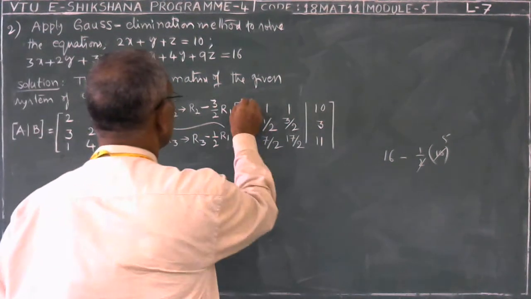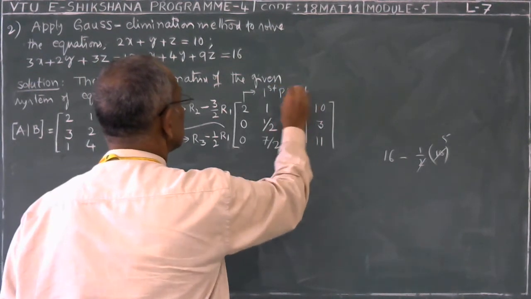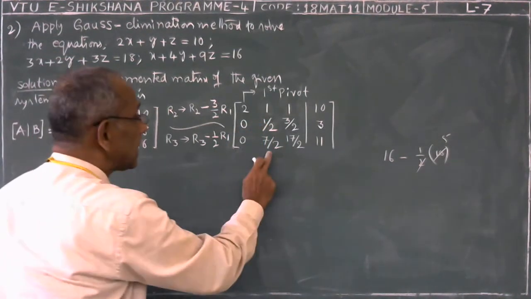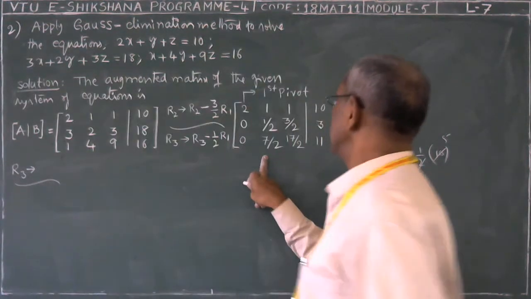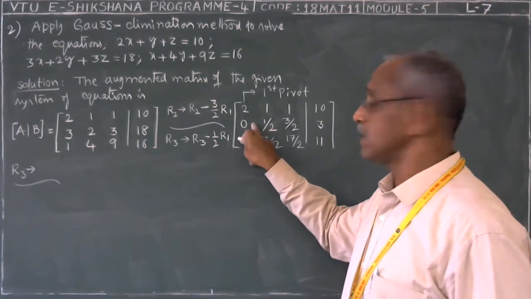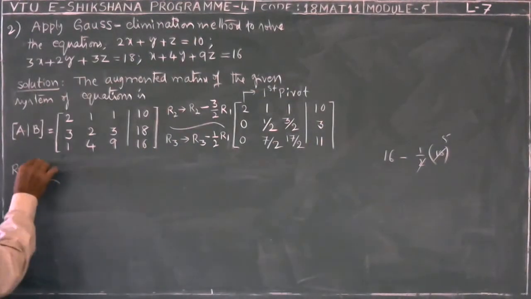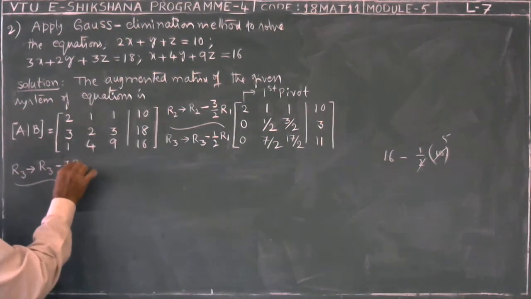Okay, so this is the first pivot. Now, using this element, I have to make this element 0 to reduce into upper triangular system. So now R3 will change subject to the operation. Here it is very simple. This is a multiple of 7. You multiply by 7 to R2, you get 7 by 2, then subtract with this. So R3 will change subject to the operation R3 minus 7 times R2.